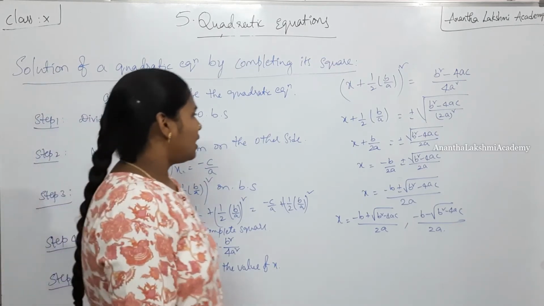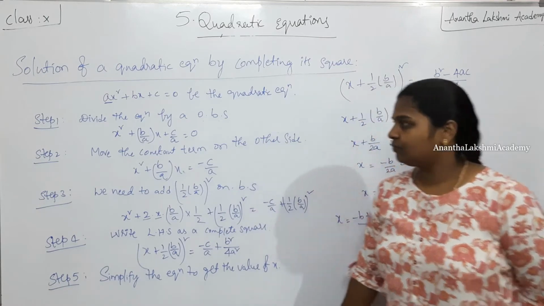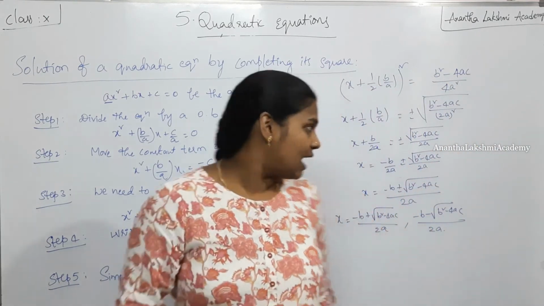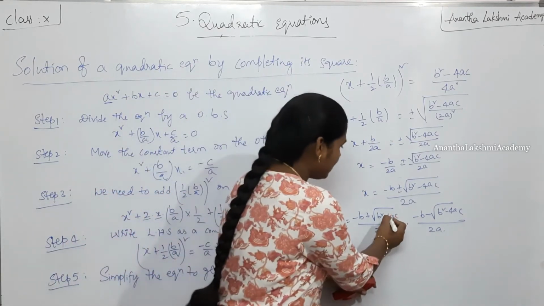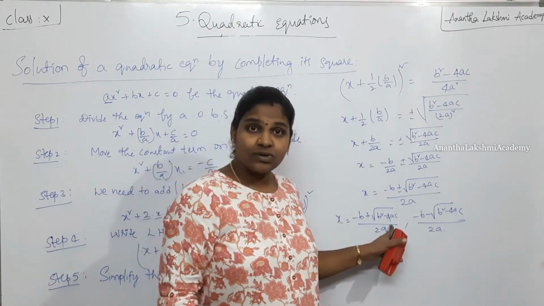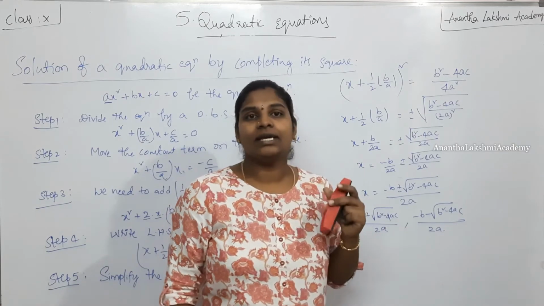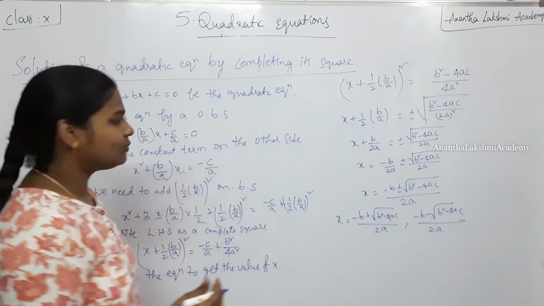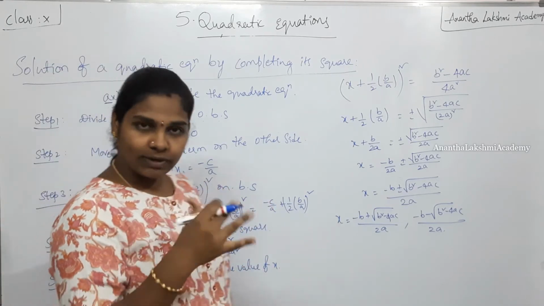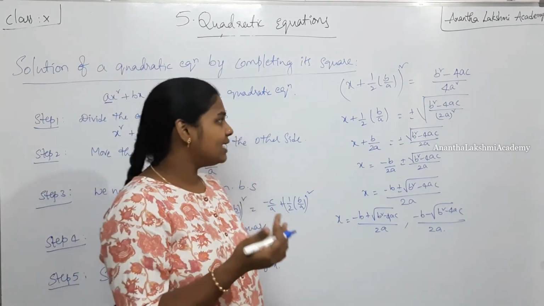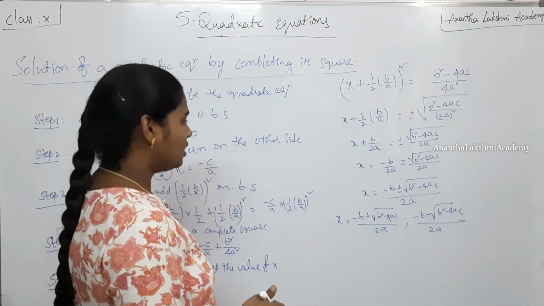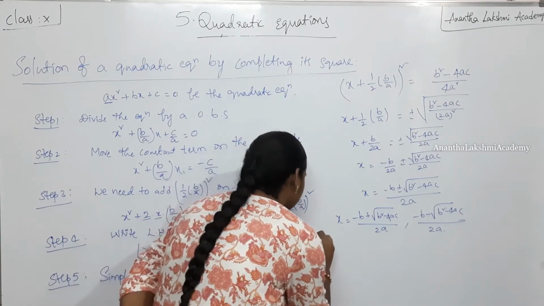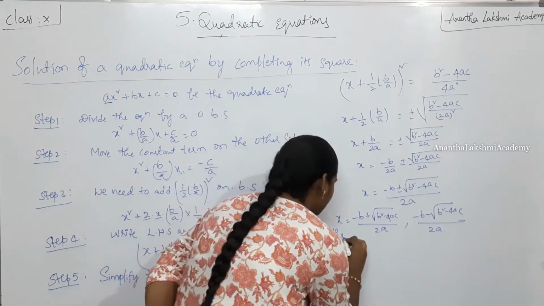Okay, now that we are done with how we figure out these equations, what happens when the value of b square minus 4ac is greater than 0, less than 0 and equal to 0? This is nothing but the concept of nature of the roots. Whatever concept I am going to explain now is the nature of the roots. This is a very small concept.